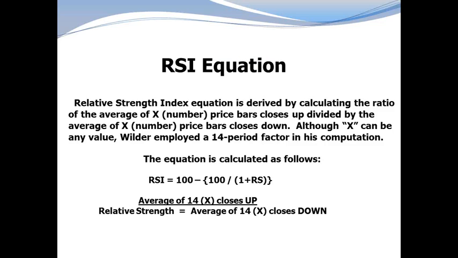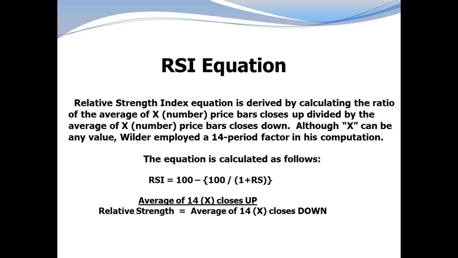The RSI equation. Now, most, if not all, software programs will automatically calculate what the RSI reading will be. But for our purposes, we can quickly review this equation and the dynamics of RSI itself. The Relative Strength Index equation is derived by calculating the ratio of the average number, or X number, of price bars' closes up, divided by the average number, or X number, of price bars' closes down. Although X can be any value, Wilder in his book employed a 14-period factor in his computations.